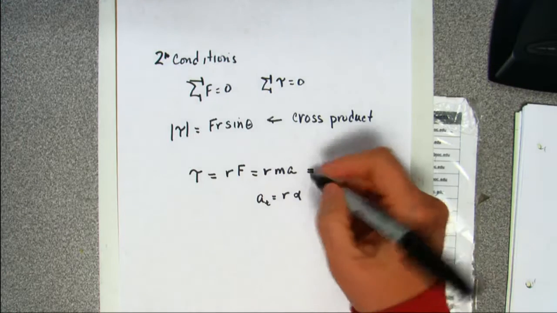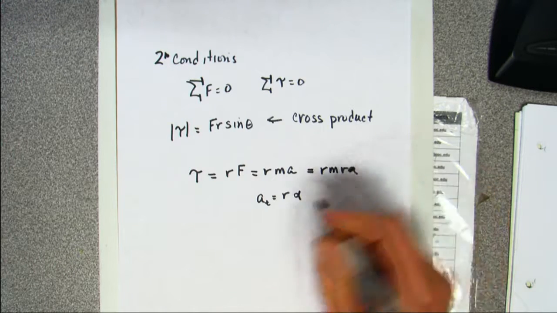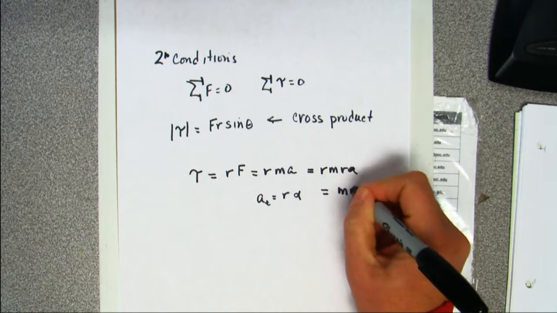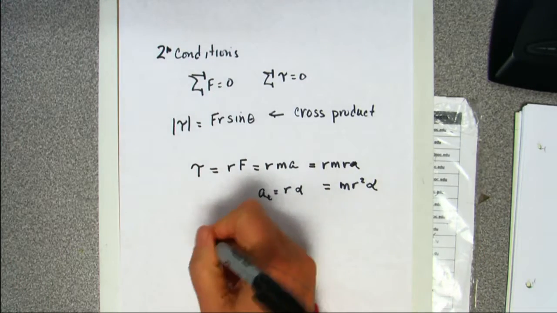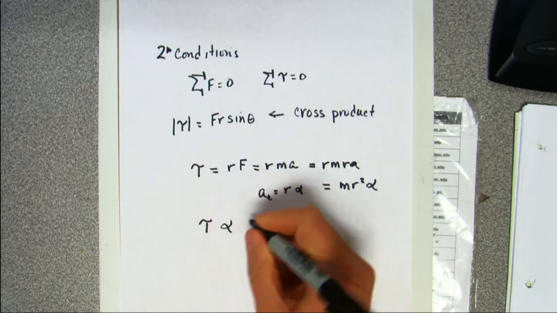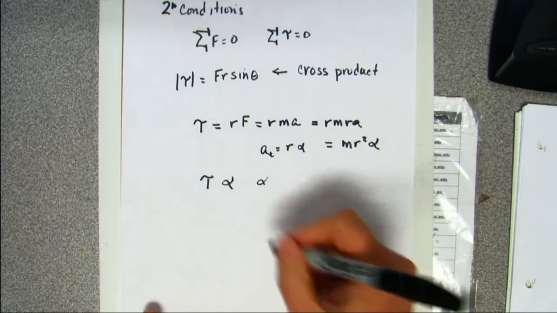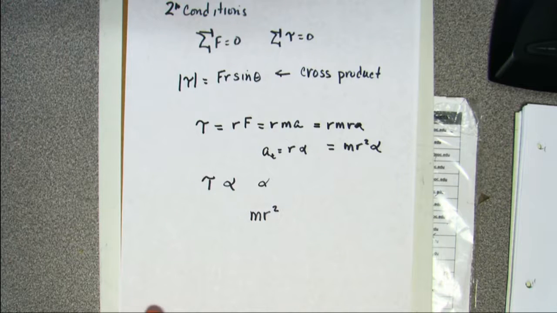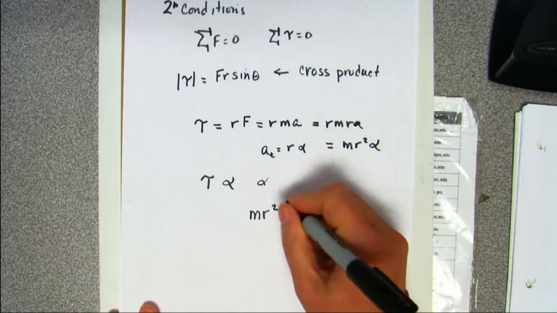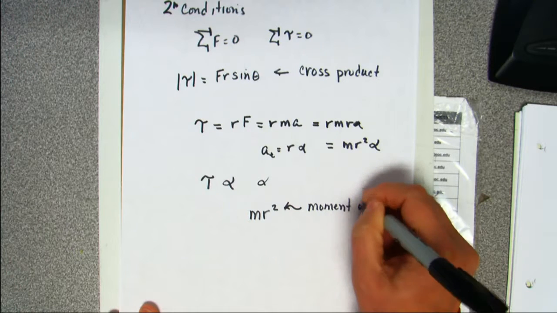My tangential acceleration is R alpha. So if I put in here an R alpha, I get something that looks like mr squared alpha. So we know that the torque is going to be proportional to the angular acceleration. And we have this value that's an mr squared. This we're going to define as a moment of inertia.